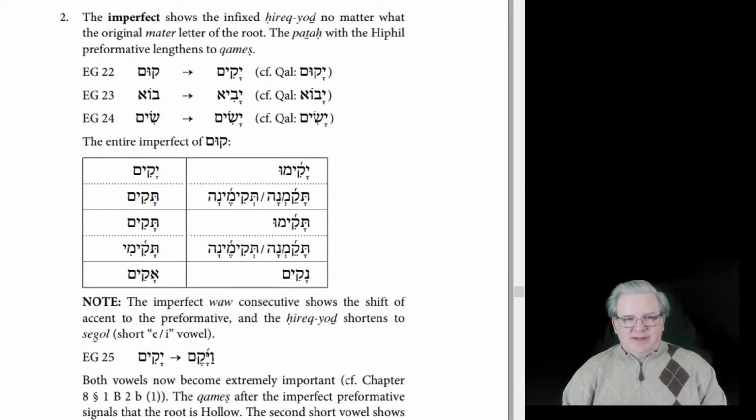And there's the imperfect. It's going to show the commates underneath the preform, but it's going to keep an infixed hierarchy throughout, except for that one form over there. You're going to have the same issues with the imperatives. It loses the preform, but not the prefix. So it's going to be Hakim. Okay.